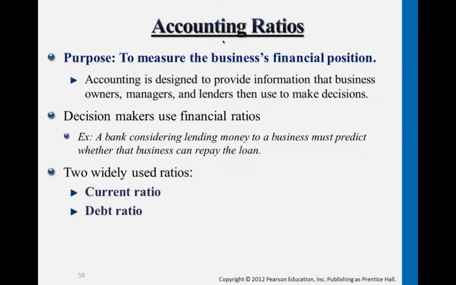Okay, so accounting ratios: the purpose, again, is to measure business operations and the position of the business, and specifically in this chapter, two of the elementary ones: current ratio and debt ratio. In order to calculate these, you have to know whether an asset is considered current or long-term. Decision makers often use different types of financial ratios from different angles and aspects to evaluate a business.